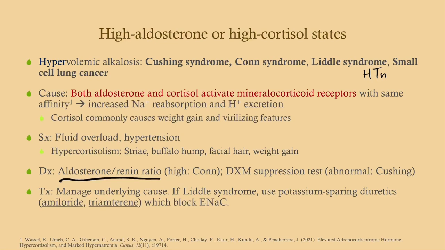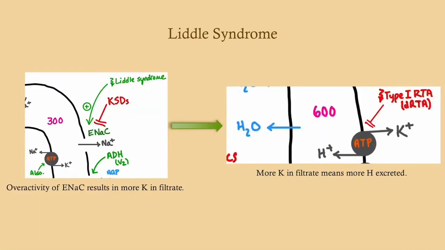The treatment is to manage the underlying cause. If you have Liddle syndrome, which is due to an activating mutation of the ENaC channel, which reabsorbs sodium and sodium alone, then what you would want to use is a potassium-sparing diuretic. And the idea here is not to increase potassium. I mean, that wouldn't hurt. But the idea here is that these potassium-sparing diuretics actually block ENaC. And that is the pathophysiology under Liddle syndrome, is that you have overly active ENaC channels. So that would help. This is how Liddle syndrome works.